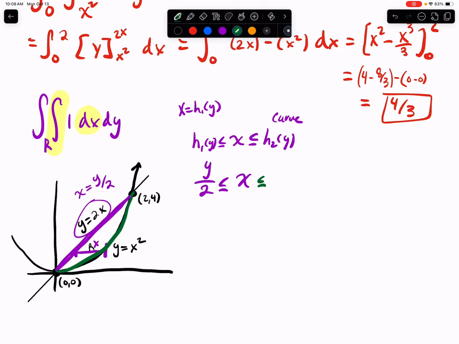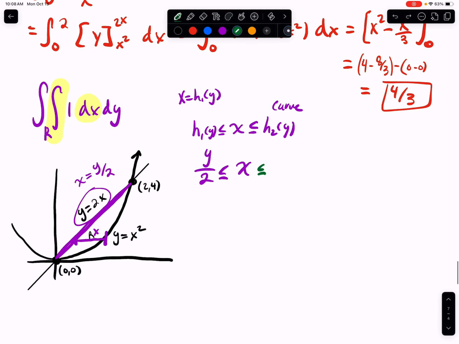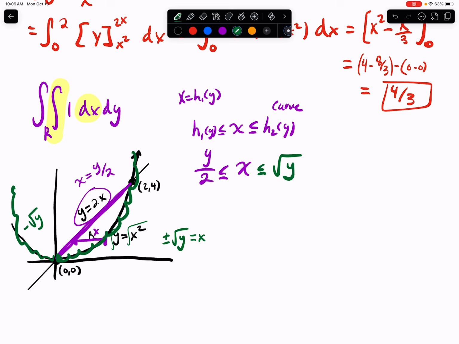Now the high side is what? I have y equals x squared. Okay, square root this. But whenever I square root, I get a plus or a minus. So how do I know which branch I'm on? Well, this is the positive side of the square root of y. This is the negative side over here. So I'm dealing with the positive side on the right side. Okay?